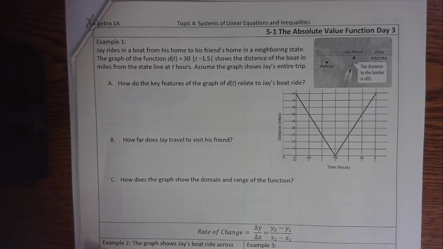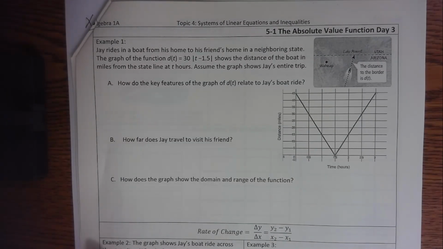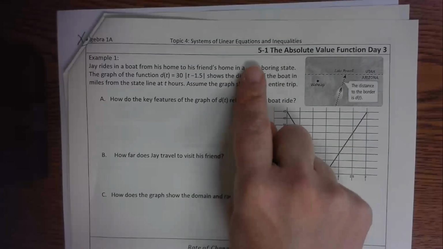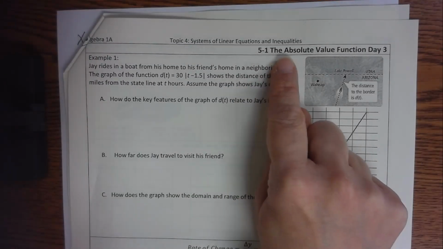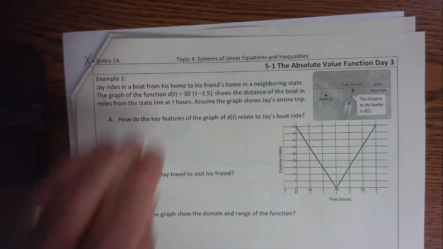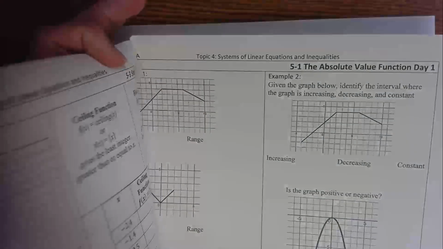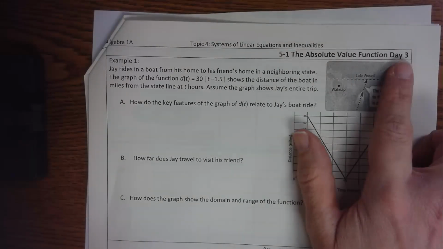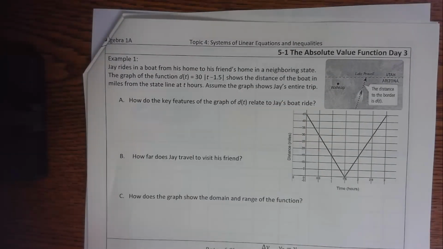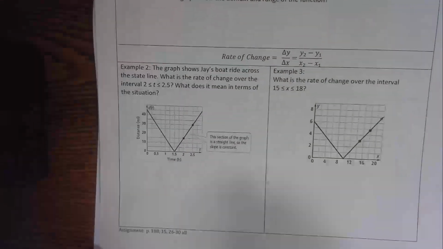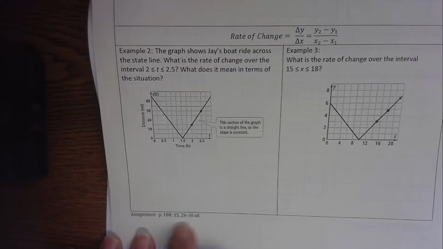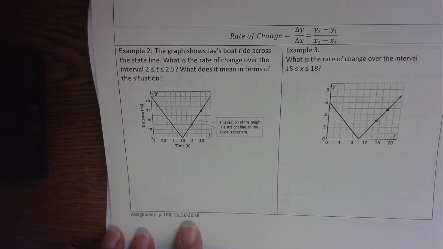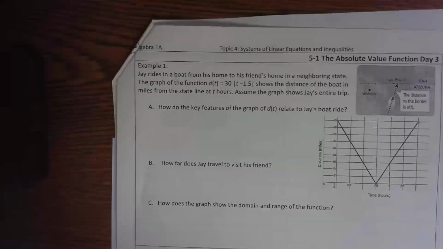Everybody. So for your asynchronous day work, you are going to fill these notes. We are at 5.1, the absolute value function day 3. This is the packet that you all have. It's the tan looking packet I gave you, and we talked about this yesterday. Day 3, so you are to follow along and fill these notes and then complete the homework. Okay, I will check that tomorrow when you come, the notes and the homework. All right, so let's get started.